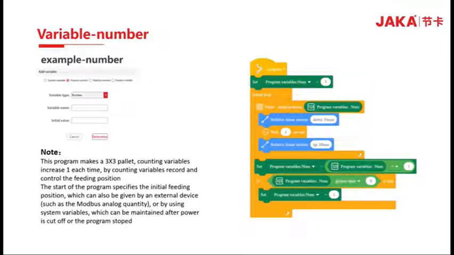Let's look at an example with a variable number. For this program, we will make a 3x3 palette counting variable, increasing by 1 each time. The start of this program specifies the initial feeding position, which can also be given by an external device. If we use the system variables, we can change them directly in the settings.